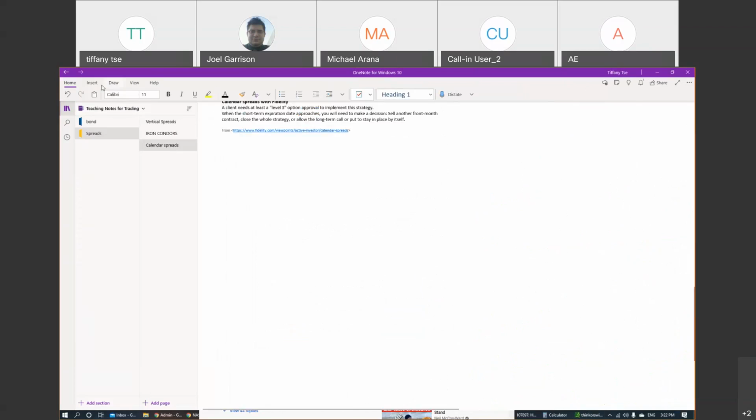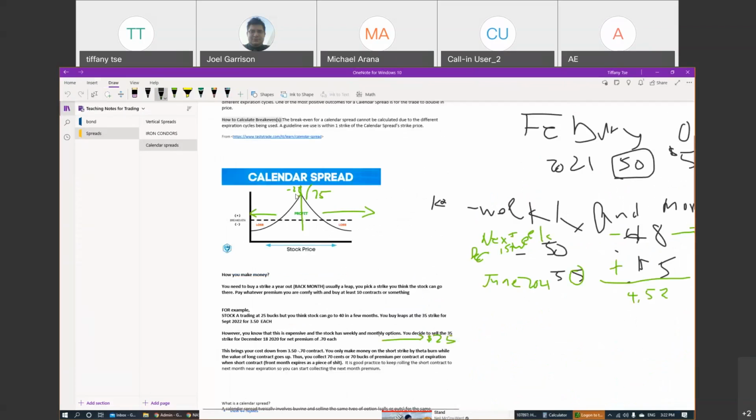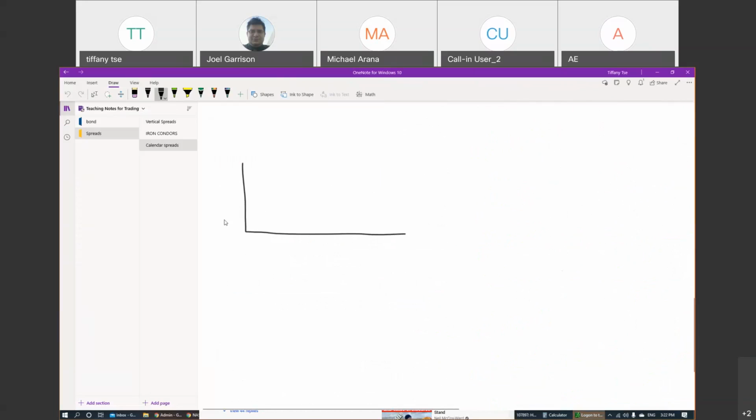So a double calendar spread looks like this. Instead of looking like this, we have a structure that looks like a cat, dog, basically.